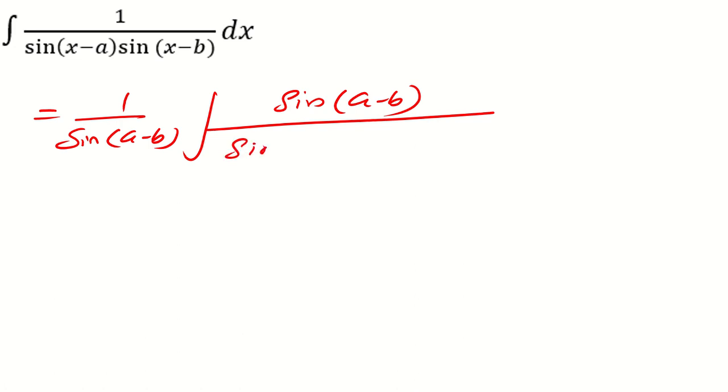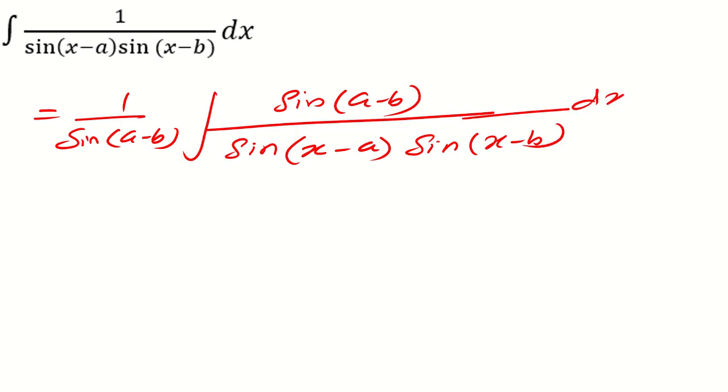Why we are doing this, you will understand just after one step. The integral of 1 over sine(x minus a) times sine(x minus b). Okay, now try to understand this. This is sine(a minus b). Why have I written this expression outside the integration sign? Because it doesn't have any variable, so it is a constant, and a constant can be taken out.